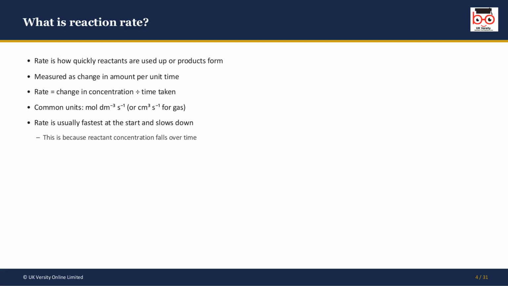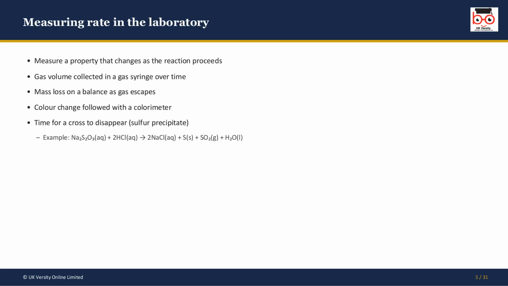And here's a pattern worth remembering. The rate is nearly always fastest right at the start, and then slows down, because the reactant concentration keeps falling as it's consumed. To measure a rate, we follow some property that changes as the reaction goes.